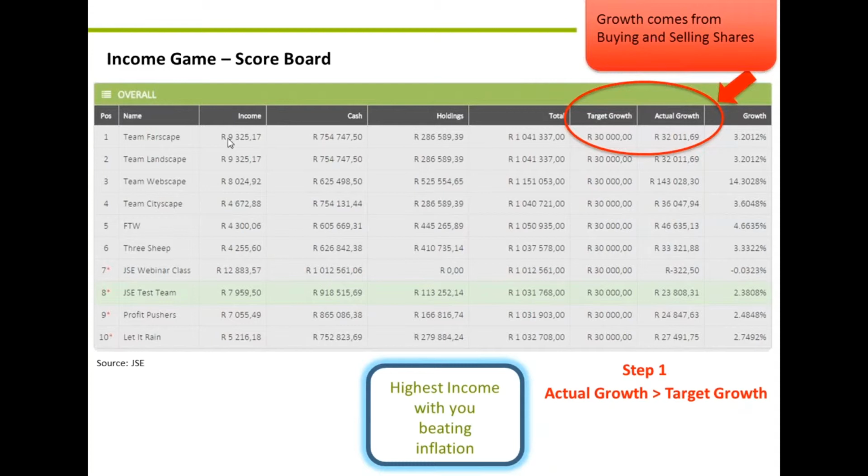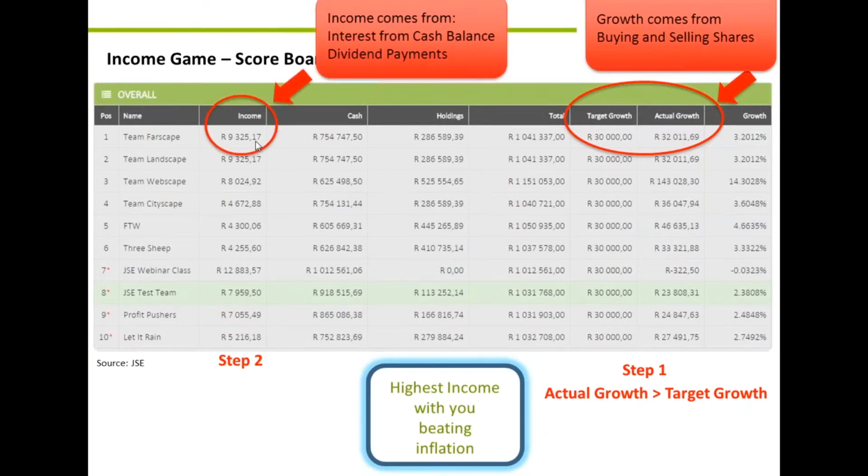So team number 1, team over there, they have got 9,325 Rand. The second team got 9,325 again. That's exactly the same, and it carries on going down. So your objective as a team that's playing the income game is to get above 30,000 Rand and then focus on the income. And how do you get income?